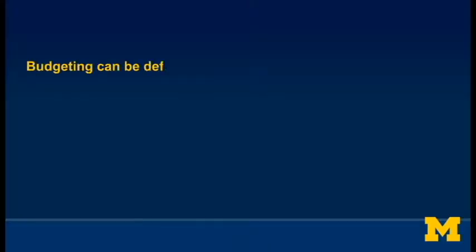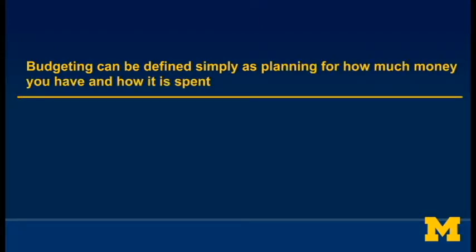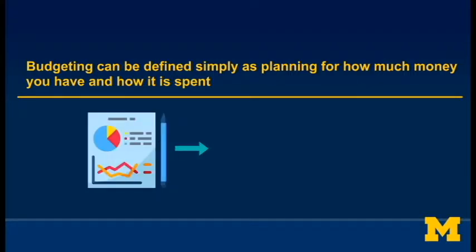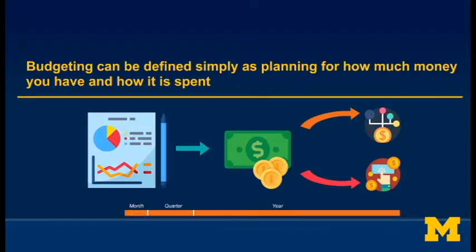Budgeting can be defined simply as planning for how much money you have and how it is spent. A budget is a detailed plan, expressed in dollar terms, for how resources will be obtained and how they will be spent during a specific period of time, such as a month, a quarter, or a year.